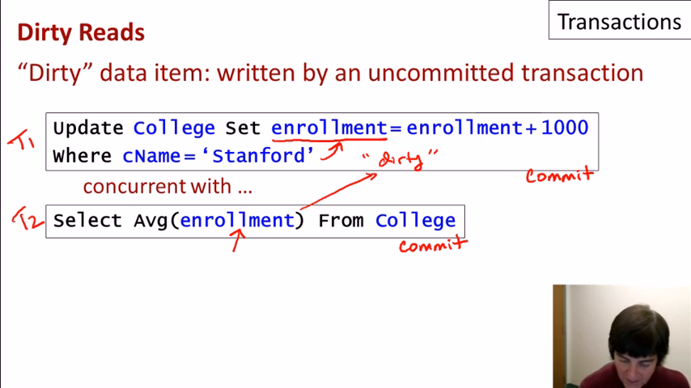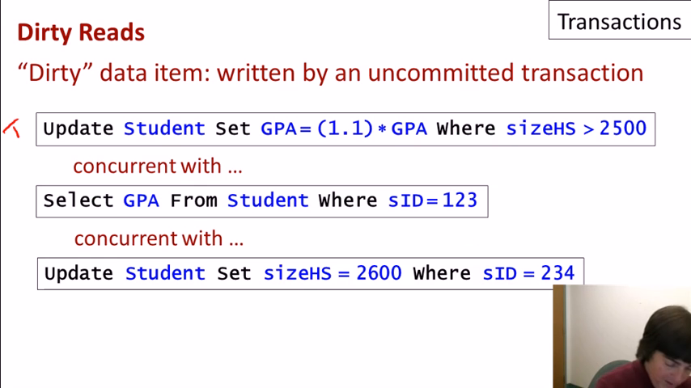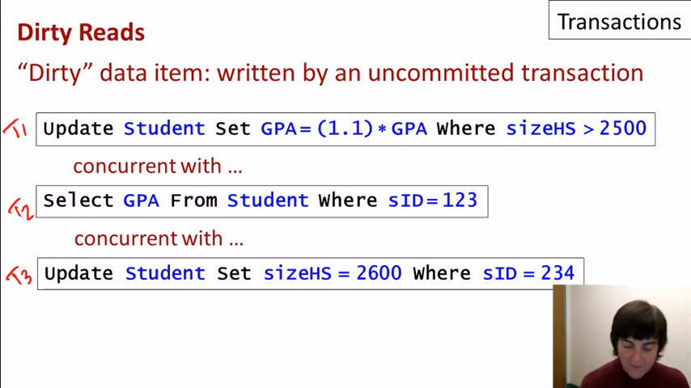Because before this transaction commits, there could be a system failure, and the transaction could be rolled back, as we described before, and all of its changes undone. Meanwhile, however, the second transaction may have read that value before it was undone. Here's another example. Now we have 3 transactions, T1, T2, T3. Our first transaction is modifying the GPA of students whose high school size is sufficiently large. Our second transaction is finding the GPA of student number 1, 2, 3. And our third transaction is modifying the high school size of student 2, 3, 4.